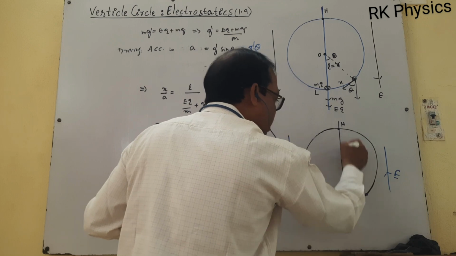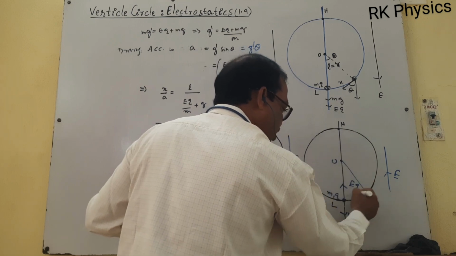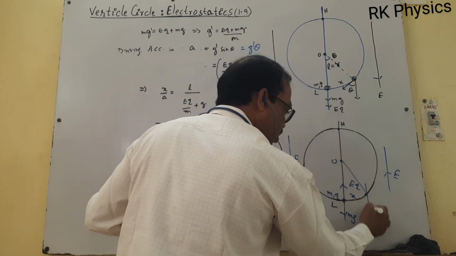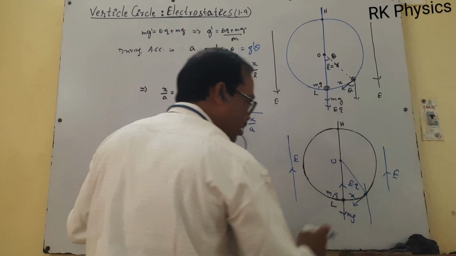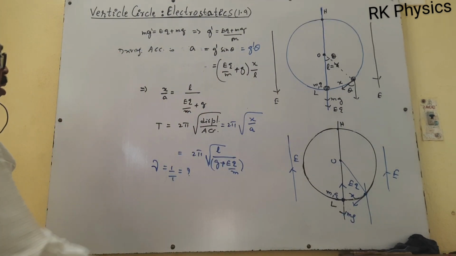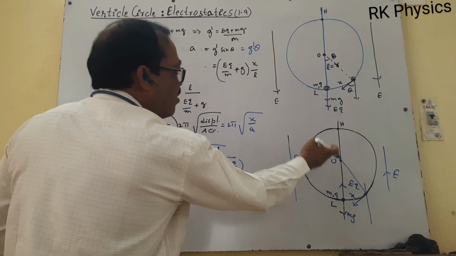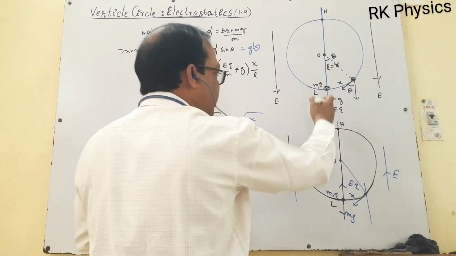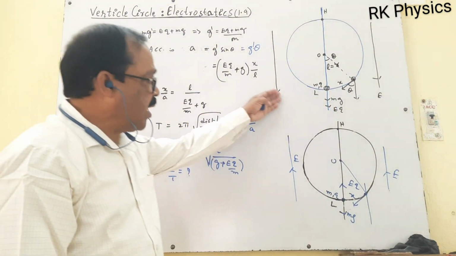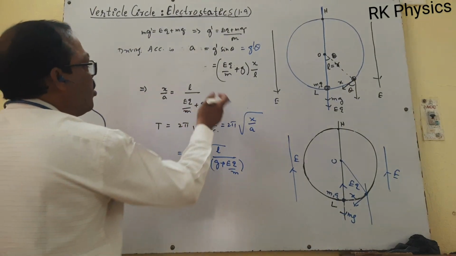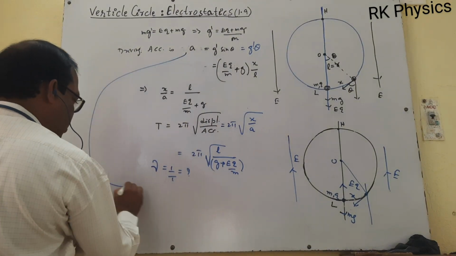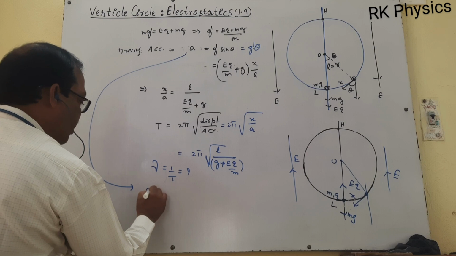You take the same point, same situation. This is the x distance. So this is the direction of the acceleration. Now if you reverse the direction of the electric field, same figure, what should be done? Now from this you write what is A.